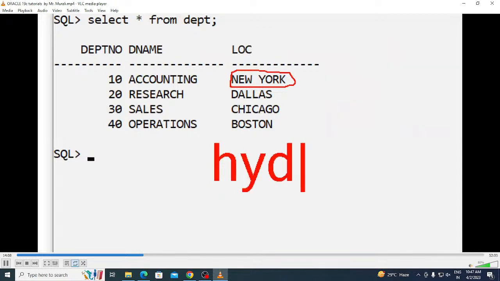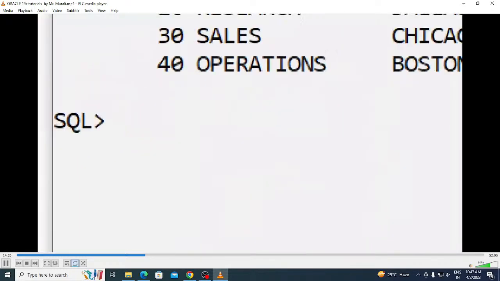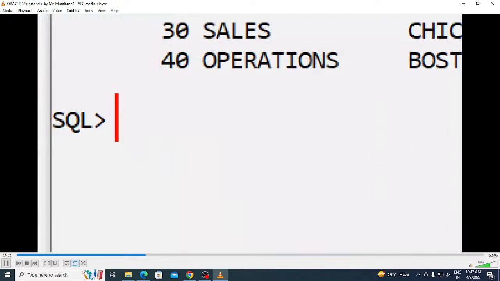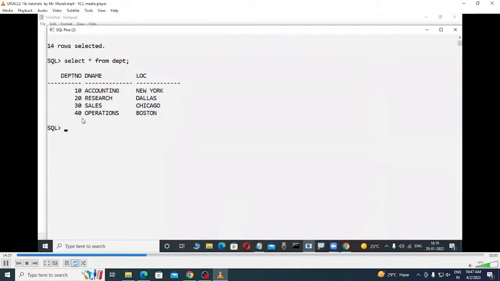For example, maybe now here. Suppose I want to change this New York location into Hyderabad as the location. I want to change it in this relational database. How can I do it? Just at the SQL prompt only, we are using the SQL language. SQL language means a very easy language. How? I will tell you. In SQL language, you are typing some commands. Observe it here. Update table.